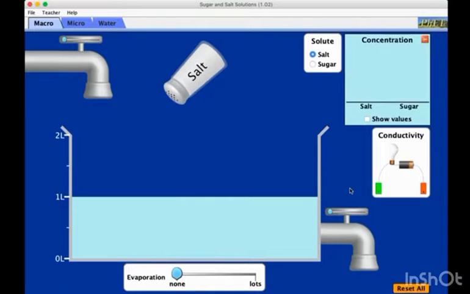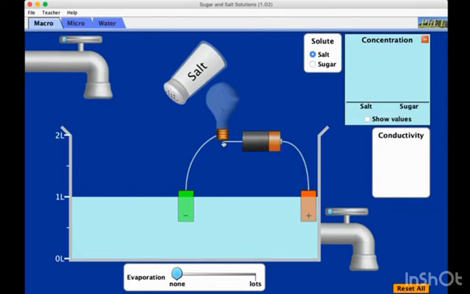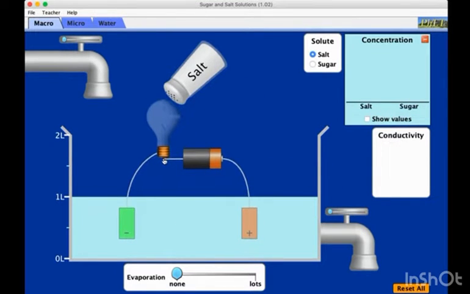Hi, in this video I'm going to talk about electrolyte solutions and how we can test the conductivity based on an electric circuit. We can put a circuit into distilled water, and most of the time we cannot turn on the lamp since the water is not a very good conductive material.